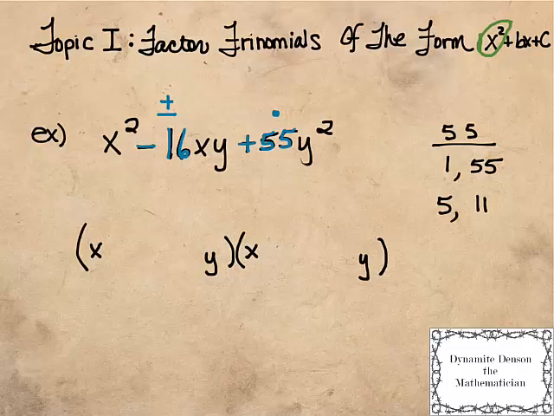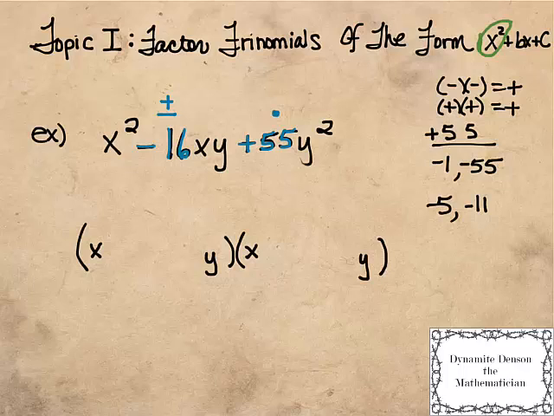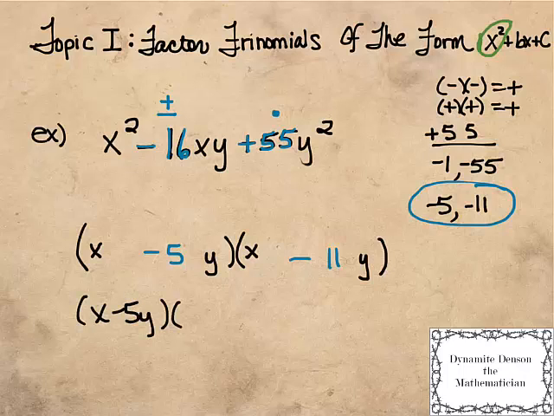Remember that 55 is positive, and you can get a positive by doing positive times positive or a negative times a negative. Because the number 16 is negative, we know that these are going to be two negative numbers. Now pick out the combination of numbers that could add to -16. Those are the numbers we put in here. So the final answer should be x minus 5y times x minus 11y.